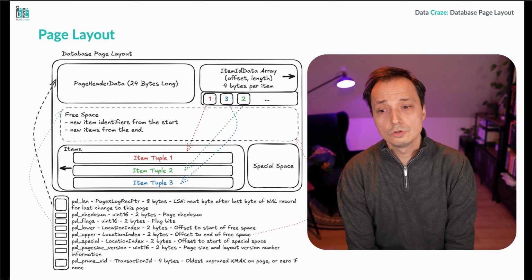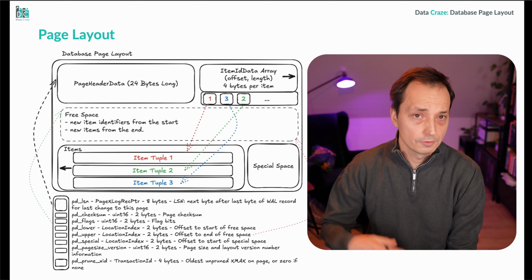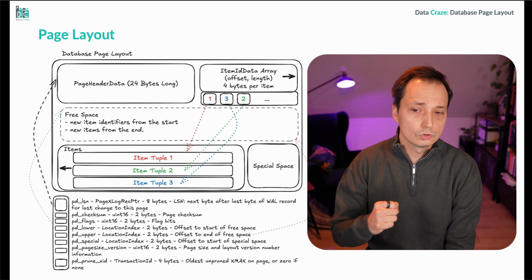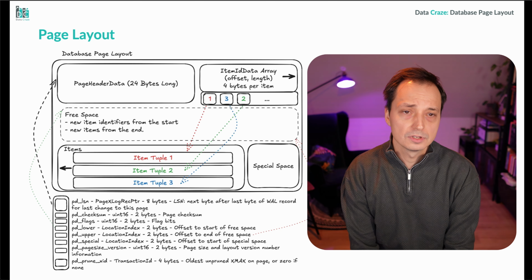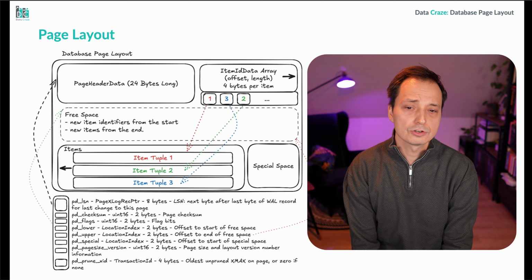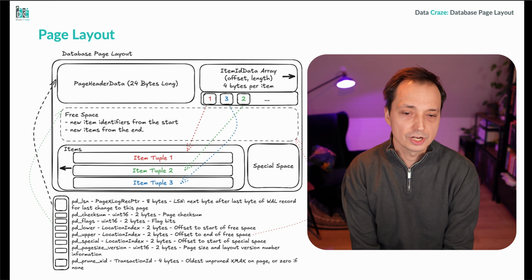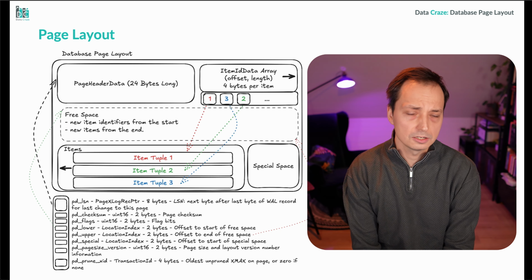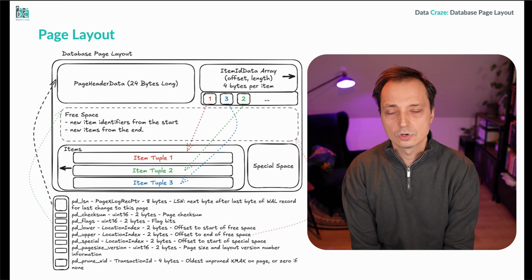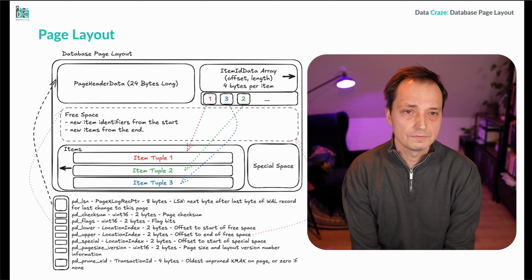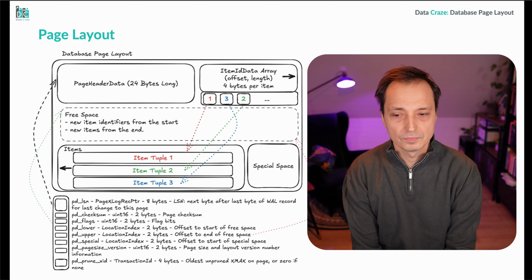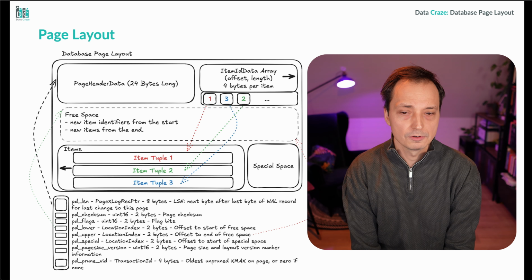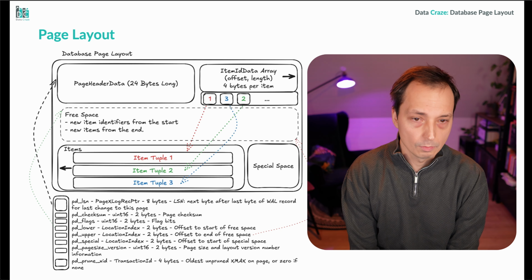Here, all of the new item identifiers are being saved from the start, and all of the new items, new tuples, are being saved from the end. And ending this page layout, we have something that is called special space, that normally for standard tables with standard indexes is not actually used, but for some specific indexes, some specific types of tables, this space will actually hold information for those indexes to make the database more robust.